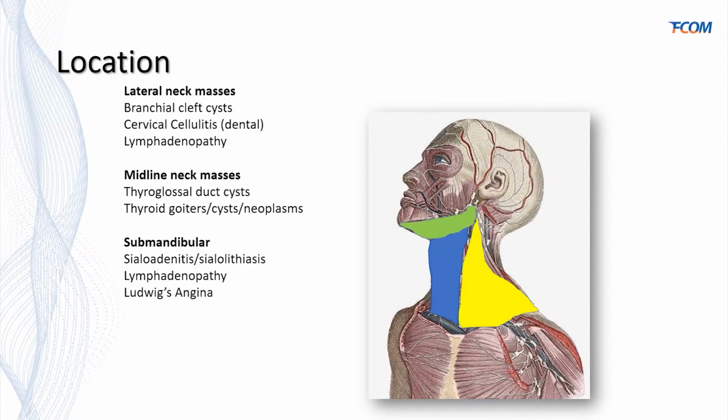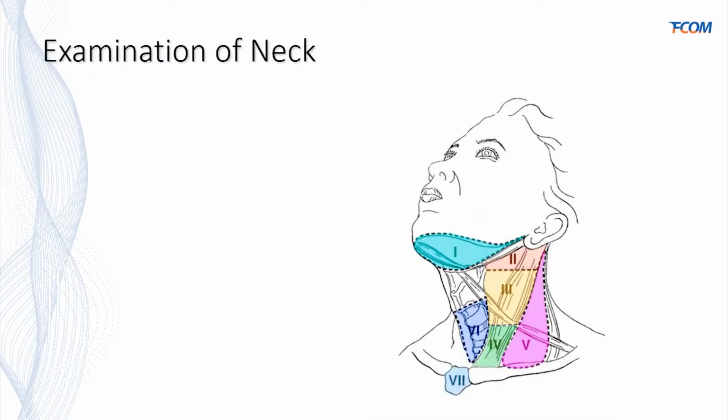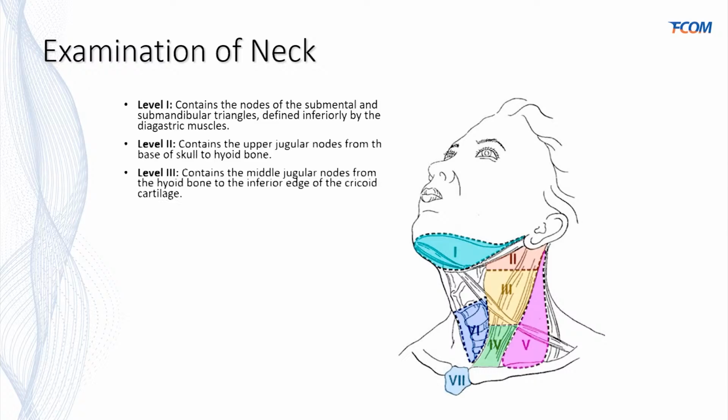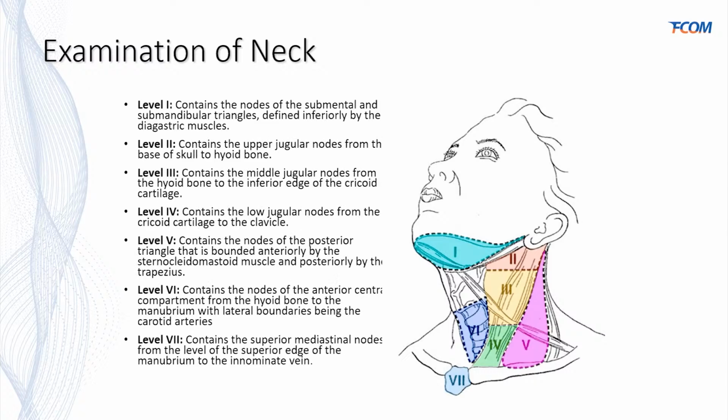Submandibular could be infectious, such as sialoadenitis with sialolithiasis or even Ludwig's angina. Supraclavicular, especially on the left side, would be Virchow's node, and of course the parotid. Examination can be performed by zones, and this is important when it comes to distinguishing on CT scan findings.